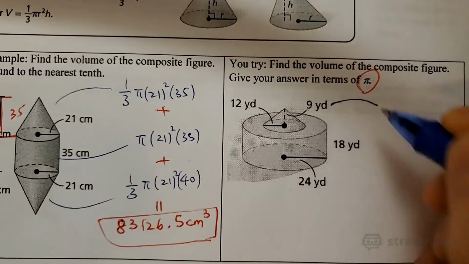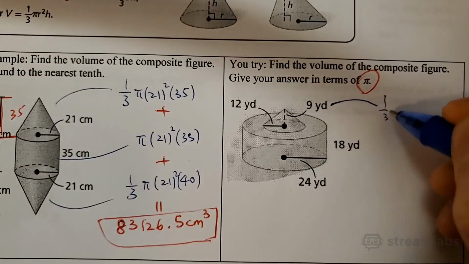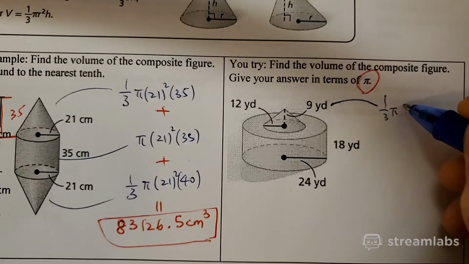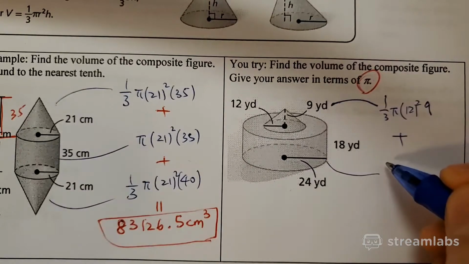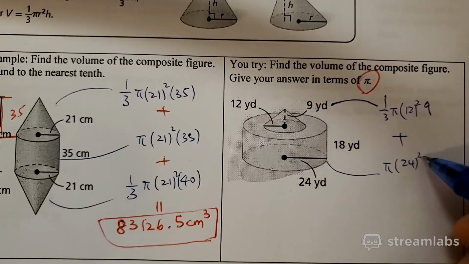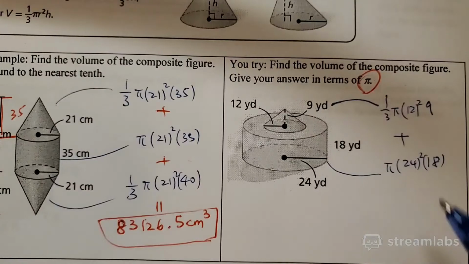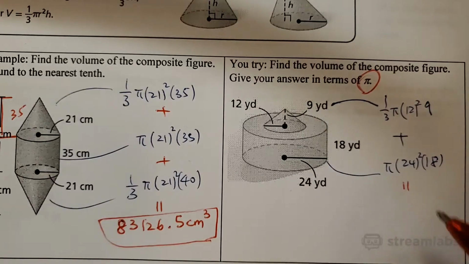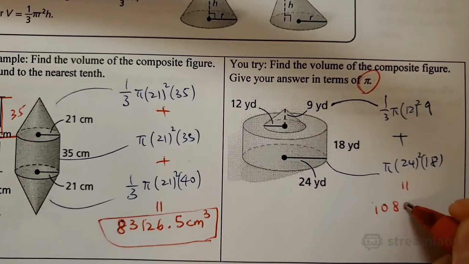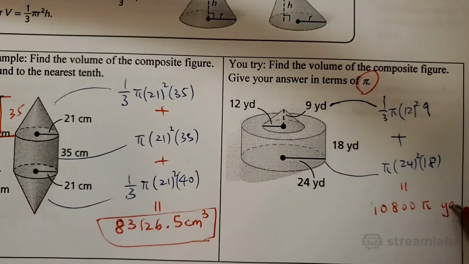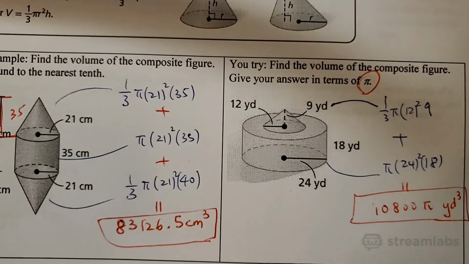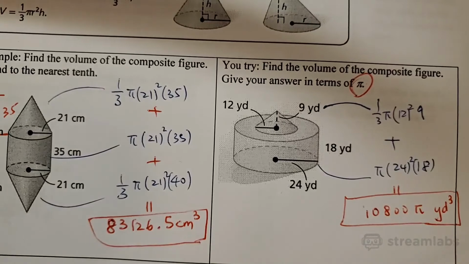I think you're right, Darren. So top one, right? 1/3 pi. This is a cone, right? So 1/3 pi r square h plus the bottom one is a pi. R is 24 square. H is 18. So to leave it in pi, you just ignore the pi until after you add them up. Okay? So you add them up together. Without the pi, you get 10,800. And because you can factor out the pi, you can multiply pi in the end. Okay? And this is in yards cube, right? Yard cube. Okay? That look right?